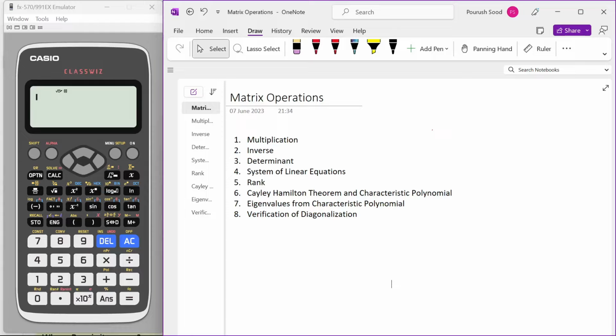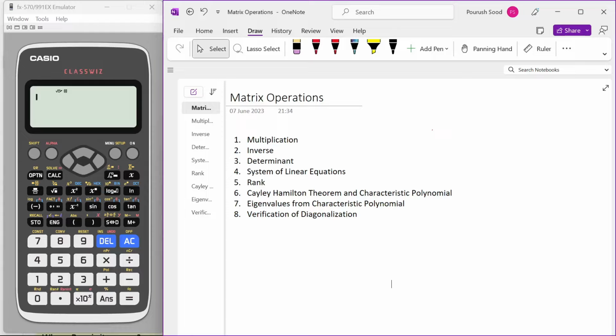The matrix operations that we look at are multiplication of matrices, inverse of a matrix, finding determinants, solving system of linear equations. My calculator supports up to 4 variables. The calculator cannot directly find the rank of a matrix, but it can aid us in finding the echelon form fairly quickly.